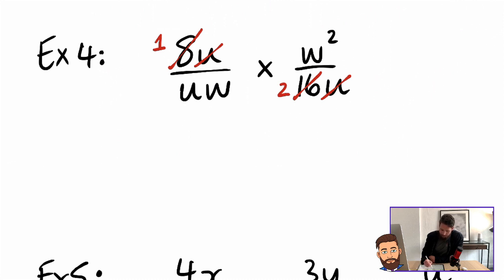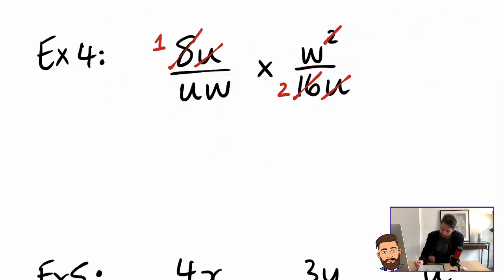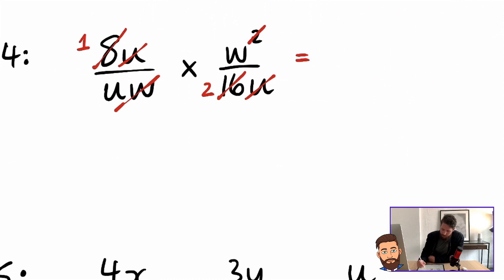If I check my next diagonal, I've got uw and w squared. So again, that w squared means w times w, and there's one w here. So they share one w, I cancel. So I could cancel off this squared and leave it with 1w, and I can cancel off this w. What does that give me? That gives me now 1 times by w is w over u times by 2, which is 2u.